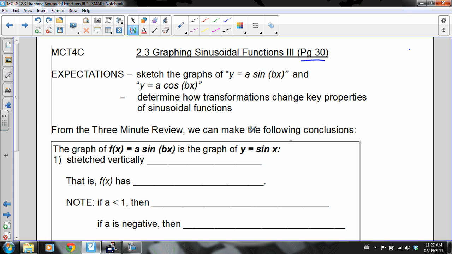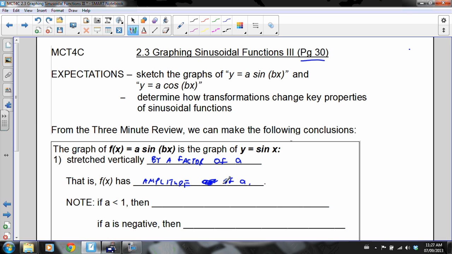This graph is the normal graph stretched vertically. Well, which of these values stretched it vertically? It was A, because A affects Y values. So it's stretched vertically by a factor of A. That is, well, what's happened? It's changed the amplitude. Where the amplitude used to be 1, now the amplitude is A.